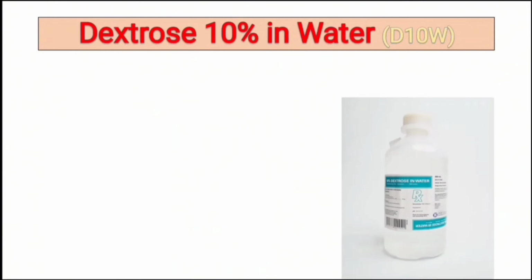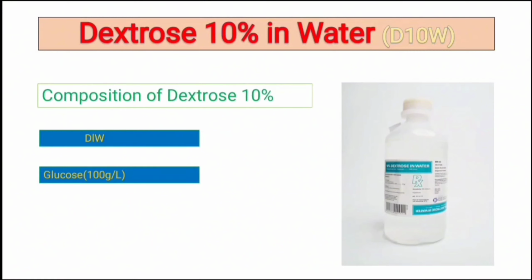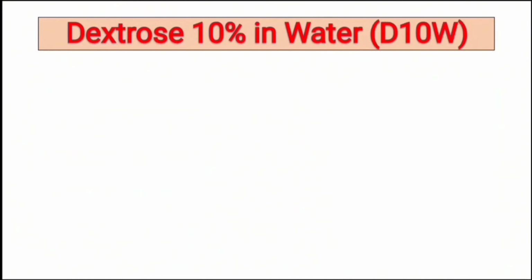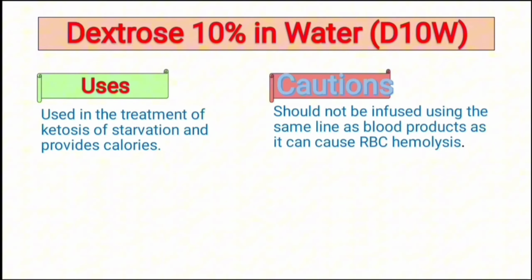Dextrose 10% in water. Composition: dextrose water, glucose 100 gram per liter, 380 kilocalories per liter. Uses: used in the treatment of ketosis of starvation and provide calories. Cautions: should not be infused using the same line as blood products as it can cause RBC hemolysis.